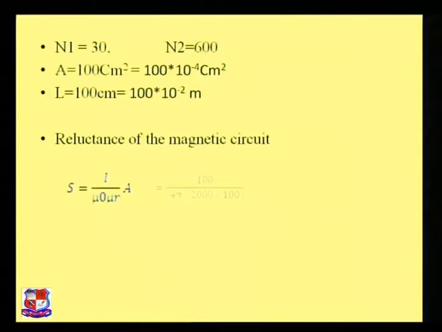Firstly, we will find the reluctance of the magnetic circuit. So the formula of reluctance of magnetic circuit is L by mu 0 mu r into A, where L is 100 into 10 raised to minus 2 meter, mu 0 is 4 pi into 10 raised to minus 7, mu r, which is relative permeability, is given as 2000, and the area of iron is given as 100 into 10 raised to minus 4 meter square. So we can calculate the reluctance as 39809.